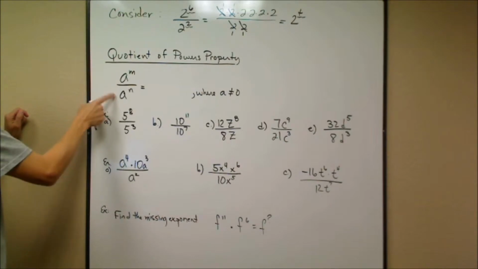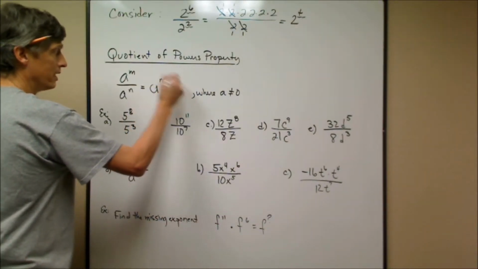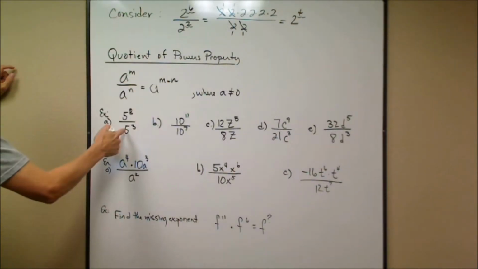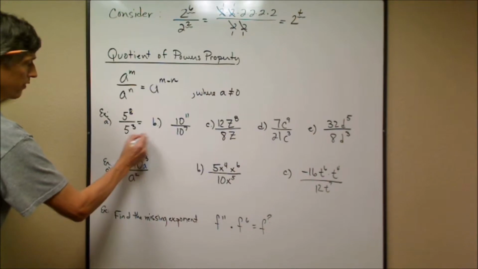A to the m divided by a to the n is a to the m minus n. You subtract the exponents, top one minus bottom one. And this, of course, is where a is not equal to 0. Let's look at these examples and use this property. 5 to the 8th divided by 5 to the 3rd is 5 to the 8 minus 3, which is 5 to the 5th.